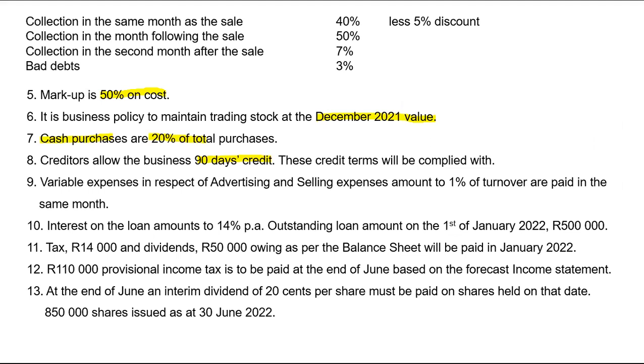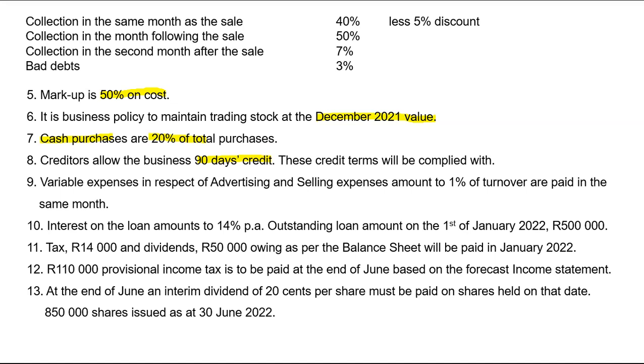Now we've got number 10 says that interest on the loan amounts to 14%. Outstanding loan amount on the 1st of January 2022 was 500,000. First of all, that transaction says nothing about interest on loan being paid. We were going to find monthly interest and record it in our projected income statement. But this one here, we can't record it in the cash budget because nothing was mentioned about the interest on the loan being paid. Therefore, we will not record that in our cash budget.